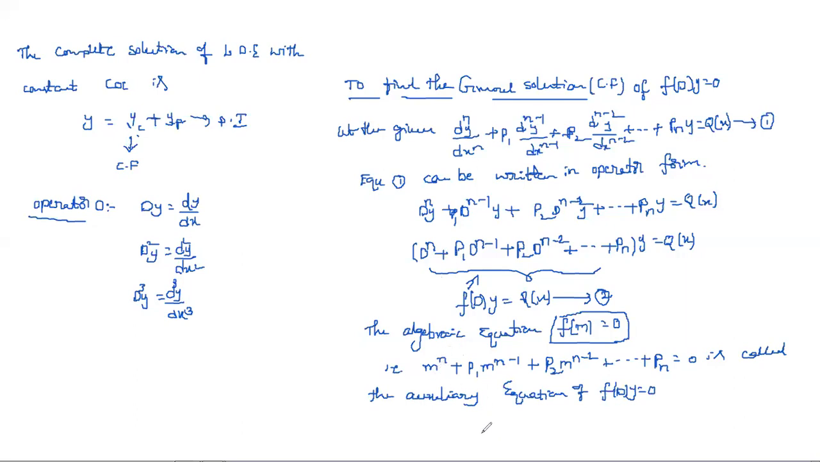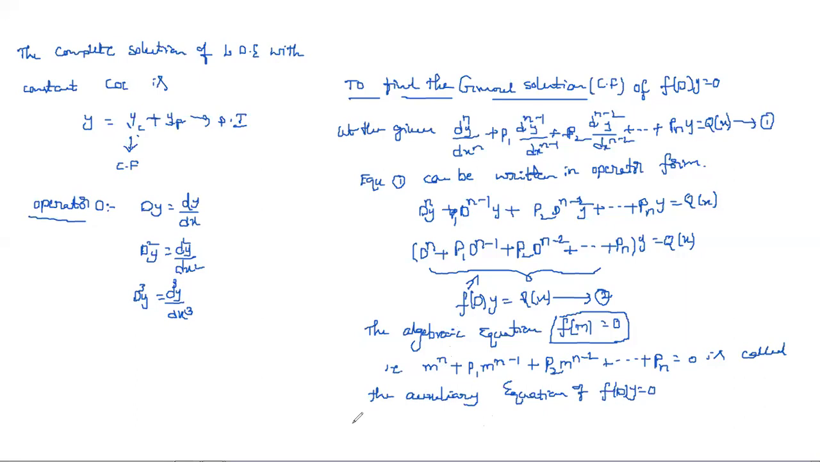After getting the auxiliary equation, you need to find the roots. If it is of nth degree, nth order, then you will get n roots. If it is a quadratic one, 2 roots; a cubic one, 3 roots. Like that, you need to find them. Then we'll get a complementary function.